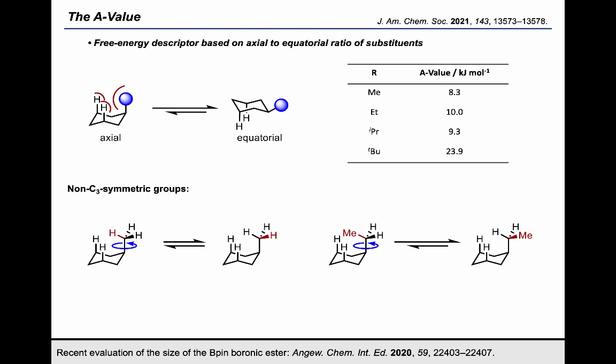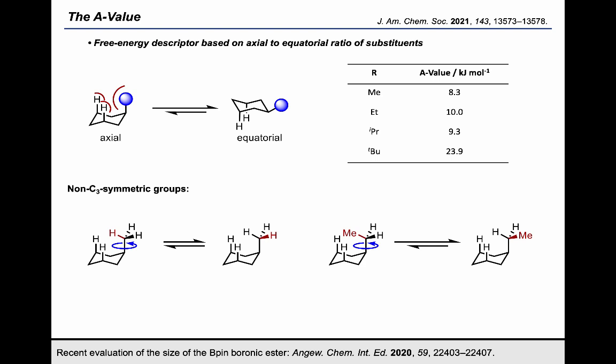So you can see a methyl group, for example, has an A value of 8.26 kilojoules per mole. This increases slightly to the ethyl group, which means an ethyl group has a slightly larger preference for being equatorial just because of its larger size. But interestingly, it's not that much bigger than a methyl group. And when we go up to isopropyl, again, there's a very small difference between ethyl and isopropyl versus methyl, and it's only once we look at the tert-butyl group that we see a significant difference in the preference for the substituent being equatorial.